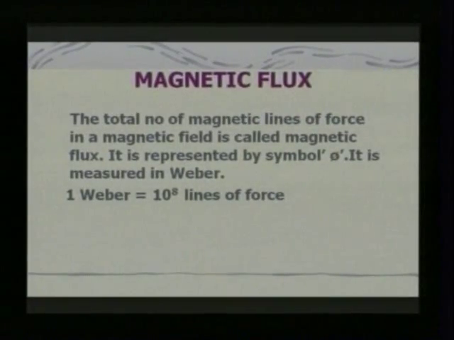Now we will define magnetic flux. The total number of magnetic lines of force in a magnetic field is called magnetic flux. It is represented by symbol phi. It is measured in Weber. Generally 1 Weber is equal to 10 power 8 lines of force.